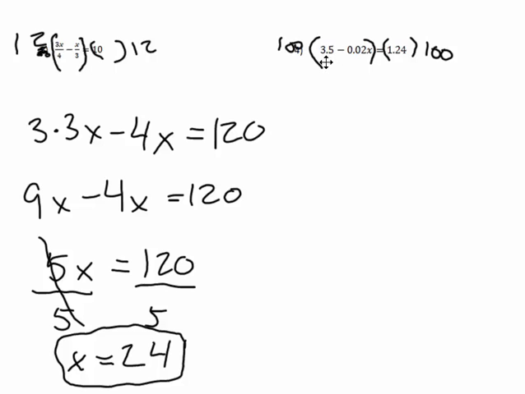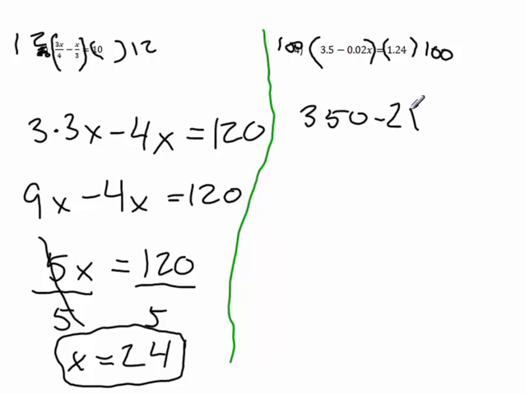Well, 100 times 3.5, I get to move my decimal place 2 units to the right, so I'll end up with 350. Now let's make sure we separate these two problems here. And 100 times negative 0.02, I'm again moving my decimal place 2 units to the right, I end up with a negative 2x. And with the same story for the right-hand side, 1.24 times 100 is going to give me 124.